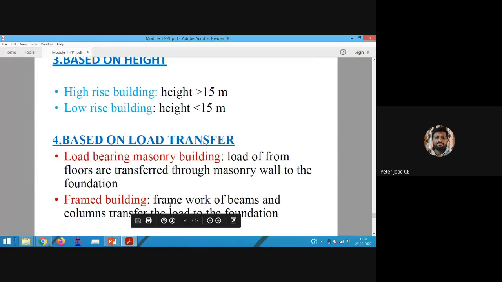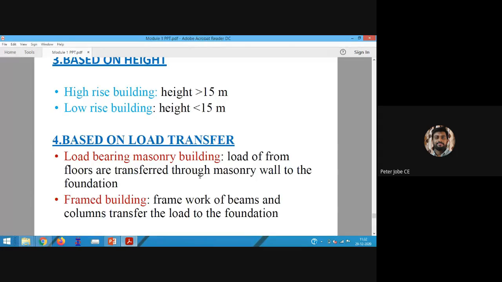And in frame buildings, we use a framework of beams and columns to transfer the load through the building. You might have noticed in many high-rise buildings currently being constructed, you will see the framework of columns and beams. If you look at buildings coming up in our locality nowadays, most are framed buildings in which beams and columns are used to transfer the loads. Earlier, it was masonry buildings.